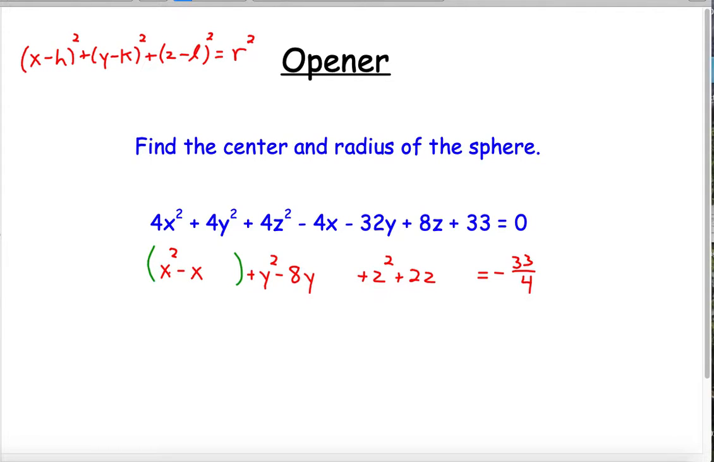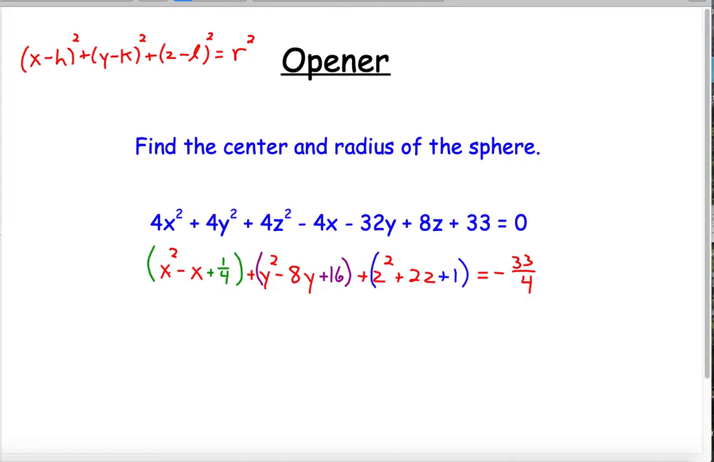I want a number that added to itself gives me a negative 1. So that's going to be a negative 1/2, and when I multiply it by itself, I get a positive 1/4. For y squared minus 8y, I want a number that twice the number equals negative 8, so that's negative 4. And when I multiply it by itself, it'll be a positive 16. And then for the z, we have a positive 2, so that's going to be a plus 1.